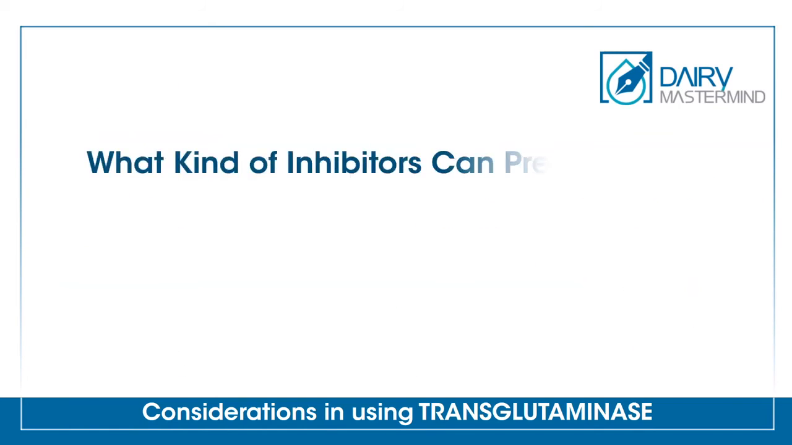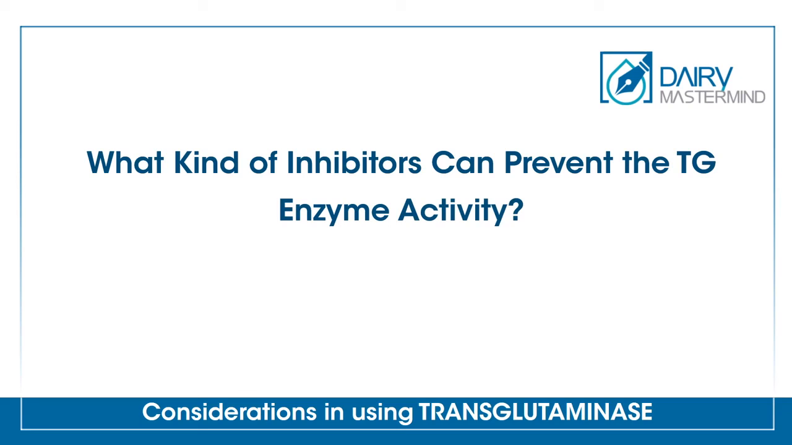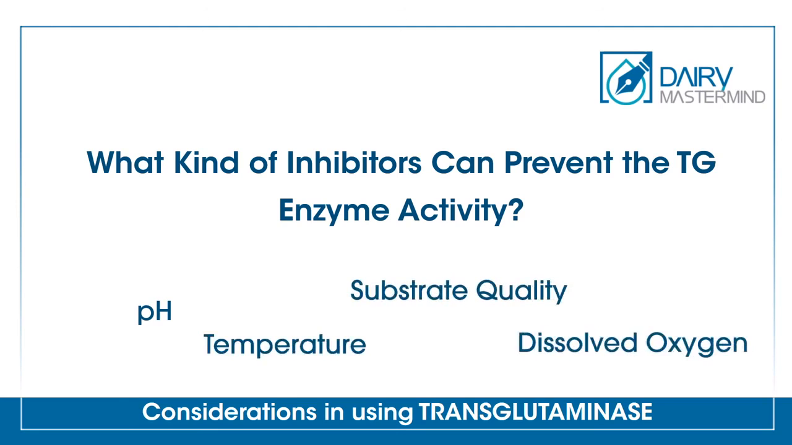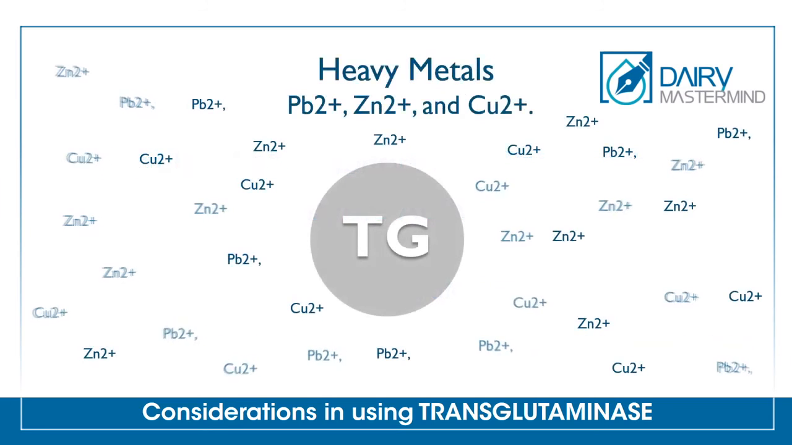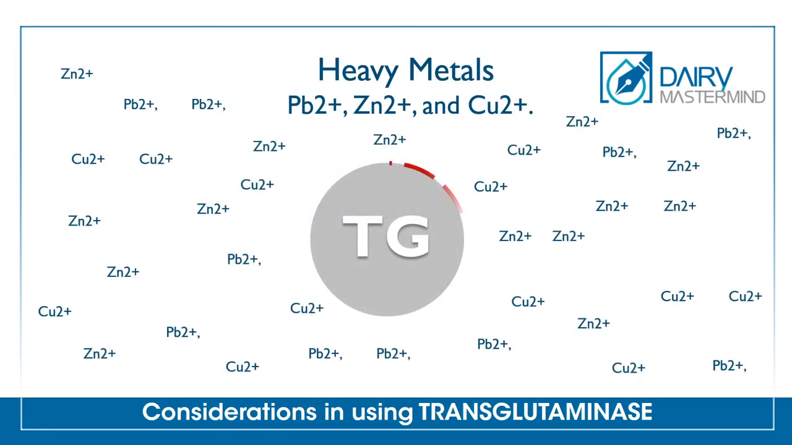What kind of inhibitors can prevent the TG enzyme activity? In addition to considering the optimal conditions in terms of pH, temperature, substrate quality, and dissolved oxygen, some inhibitors like heavy metals can prevent TG enzyme activity, so we should prevent or decrease their presence in the media.